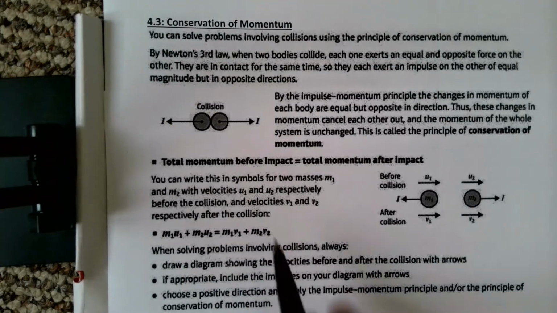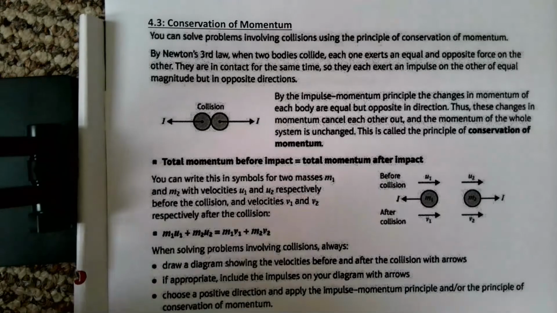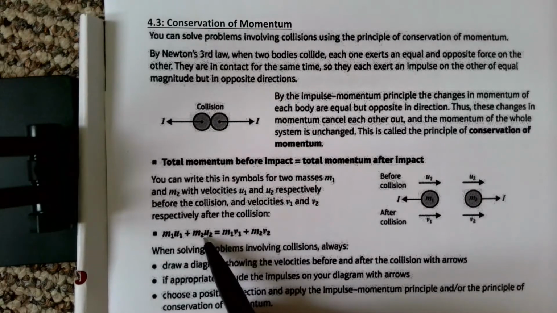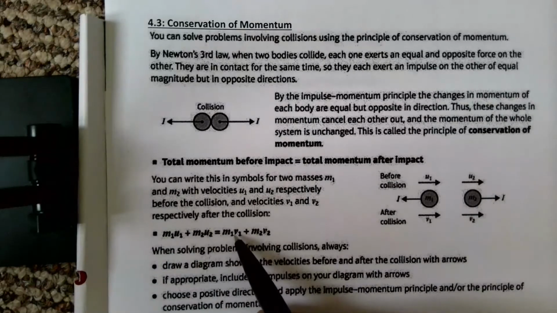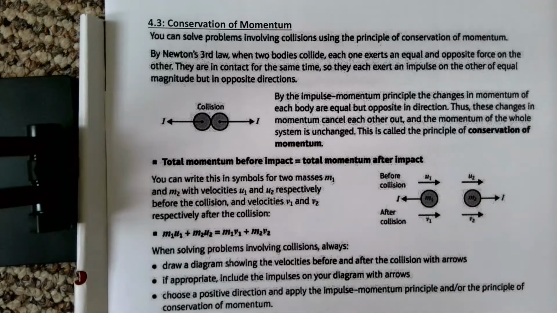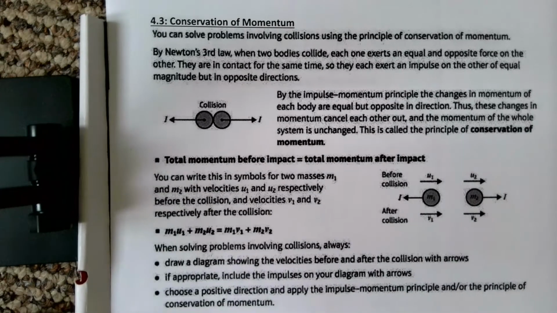The way I tend to think about it, it's kind of two snooker balls coming together and hitting each other. So momentum before, there's the first ball, momentum of the second ball before, and then they head off in different directions, and that's the momentum afterwards. When solving the problems, always draw a diagram, show the velocities before and after the collision with arrows. If appropriate, include the impulses in your diagram with arrows, and then choose a positive direction and apply the impulse momentum principle and/or the principle of conservation of momentum.